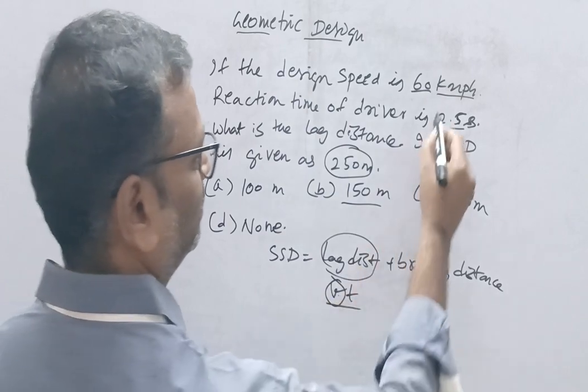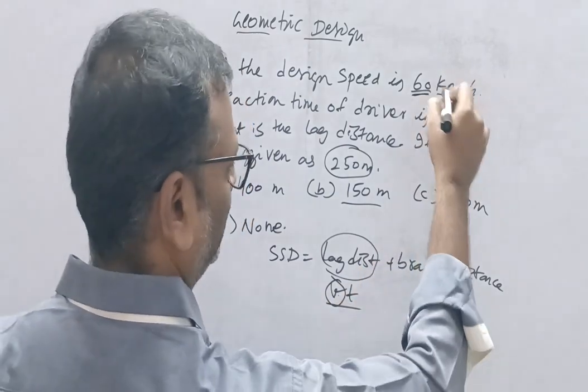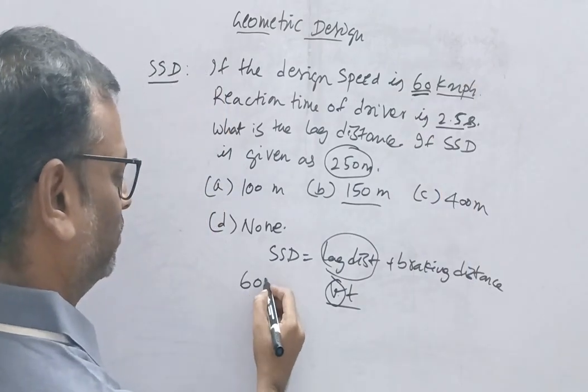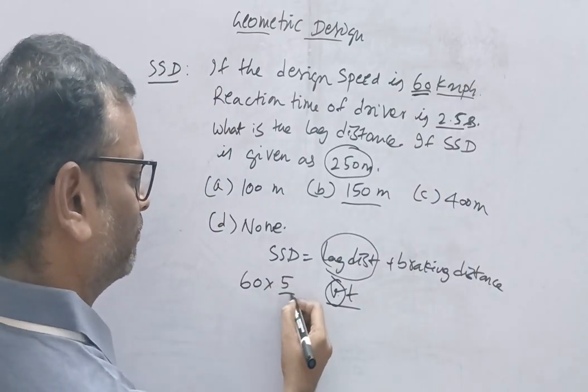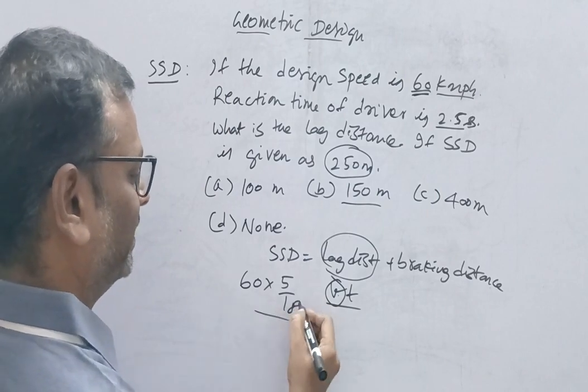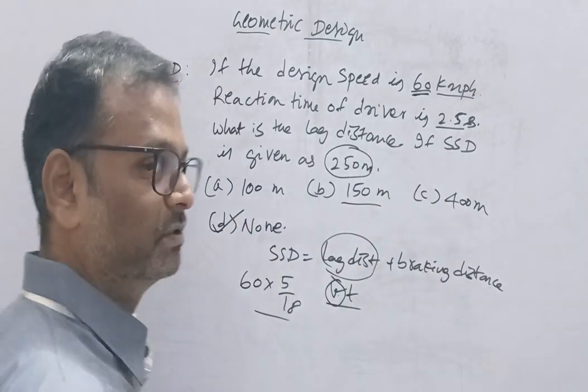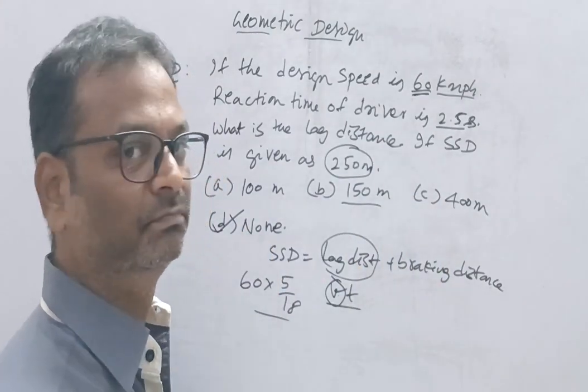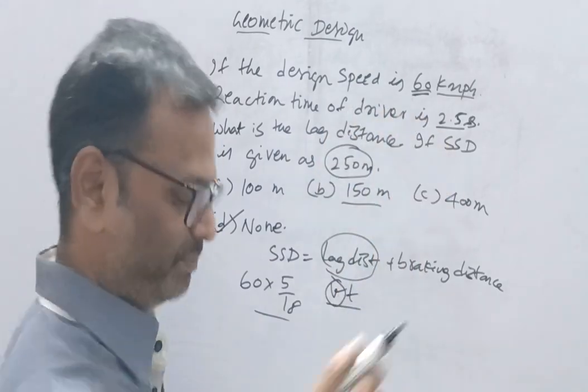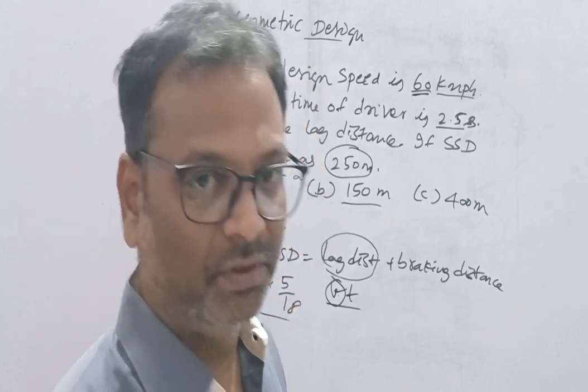We need this 60 km/h converted into meter per second. Then none of these options is correct. Right? This is the mistake most of the people do. The next question we'll see.